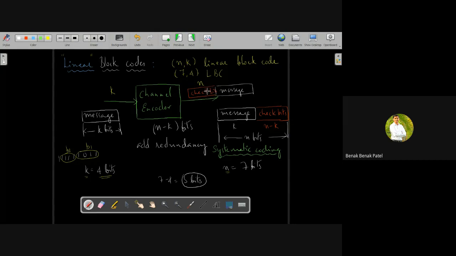based on some algorithm, or there is a mathematical algorithm in order to generate this, and these check bits are getting generated by using a generator polynomial or a matrix called the generator matrix, and it's represented as capital G, and we'll get to know more about this later.